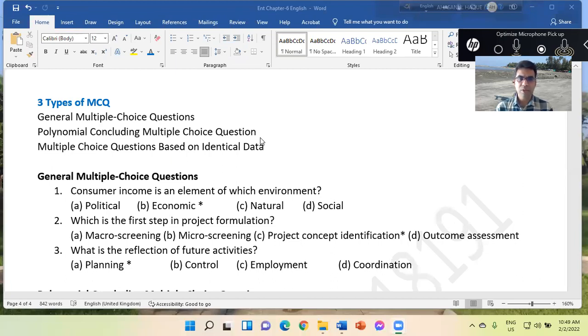Another one is multiple choice questions based on identical data. Multiple choice questions based on identical data. That means there will be a stem given in your question, and on this identical stem, 2 questions will be asked, and the answers have to be found from there. This is multiple choice questions based on identical data.